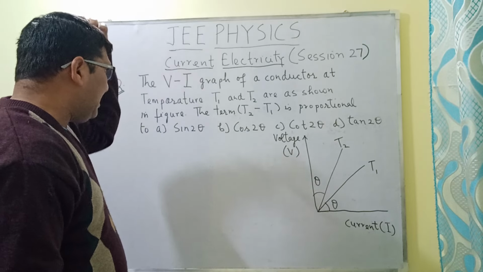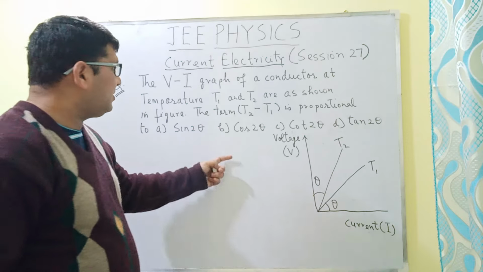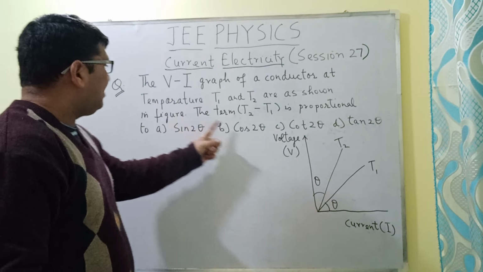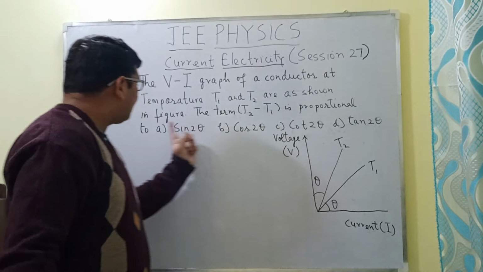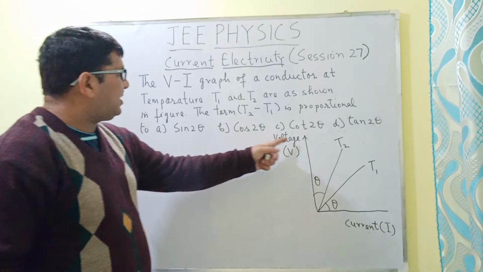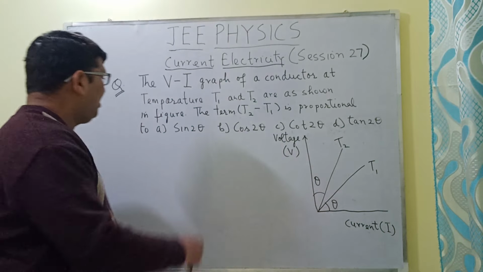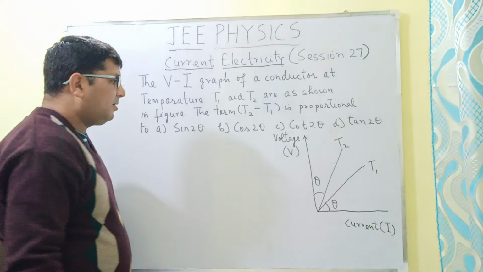The chapter is current electricity, and I have written a question here for this session. The question is: the VI graph of a conductor at temperatures T1 and T2 are as shown in this figure. The term T2 minus T1 is proportional to what? So these are the four alternatives which we have been given, and we have to find the correct one.